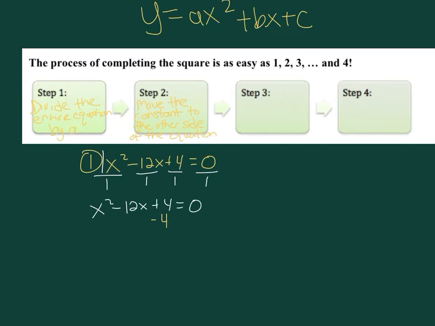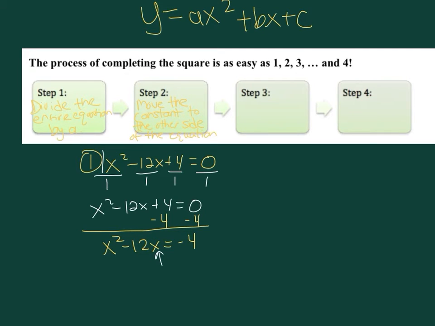So to do that, I'm going to subtract the 4. So x squared minus 12x equals negative 4. And then we're ready for step 3. Step 3 is we need to figure out what we want now as a constant here, so that we have a perfect square trinomial that'll factor into a binomial squared. So we're going to use that process we just practiced in the guided practice problems.